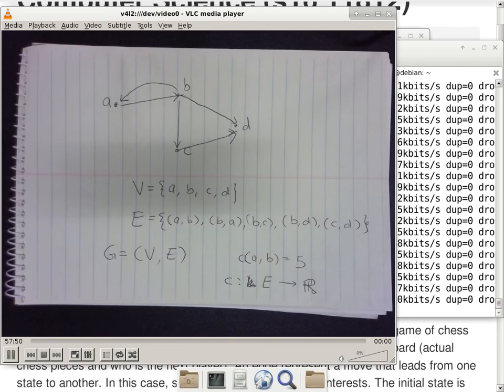Now, when you see something like this, then you can always say, well, there is an edge going from A to C. It's just that the cost is infinite. From the perspective of finding the shortest path, you can always look at it that way. It's like, yep, there's an edge here. It's just that it's extremely costly.